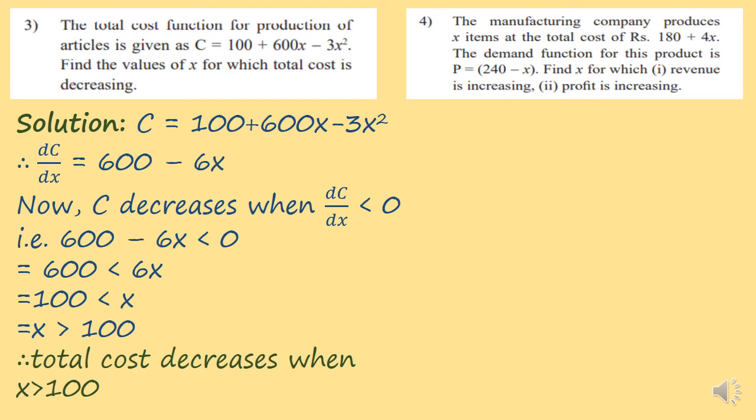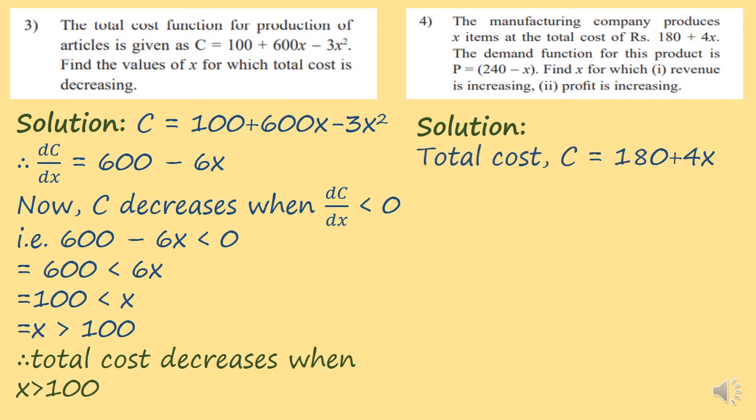The fourth question: a manufacturing company produces x items at a total cost of 180 plus 4x. The demand function for this product is given as P is equal to 240 minus x. Consider that P is the price for one item. Find the number of items for which, in the first case, revenue is increasing and, in the second case, profit is increasing.